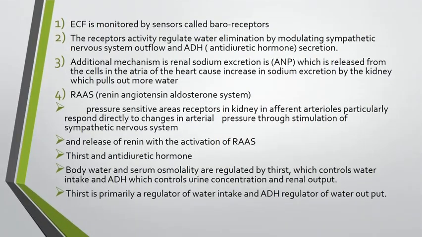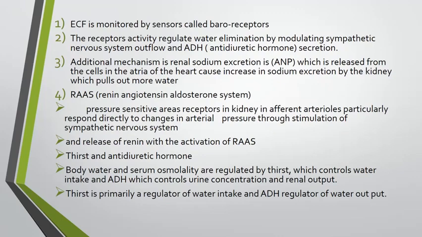As we discussed earlier, ECF is monitored by sensors called baroreceptors. The receptors' activity regulates water elimination by modulating the sympathetic nervous system and ADH. An additional mechanism is renal sodium excretion by ANP, which is released from the cells of the atria of the heart, causing an increase in sodium excretion by the kidney, and the renin angiotensin aldosterone system. Pressure sensitive receptors in the kidney, in the efferent arterioles, particularly respond to changes in arterial pressure through stimulation of the central nervous system and release of renin with the activation of RAS.